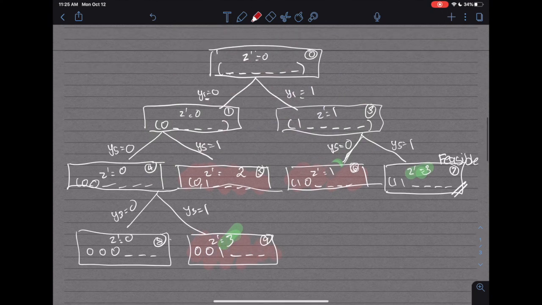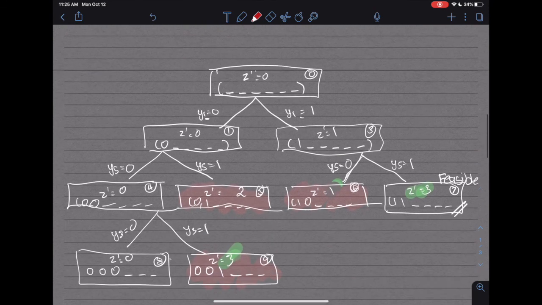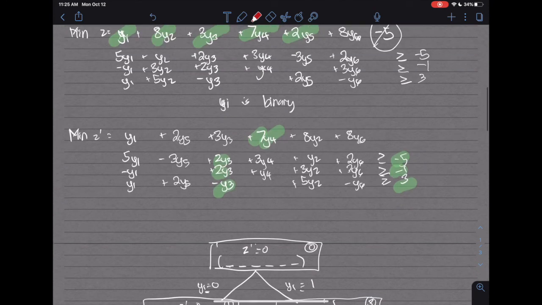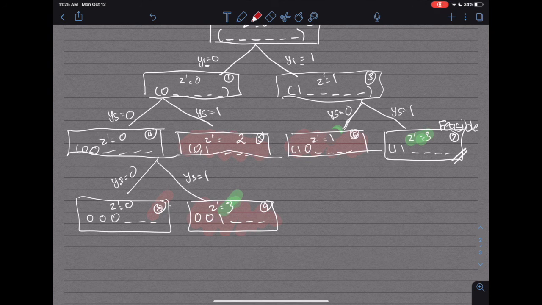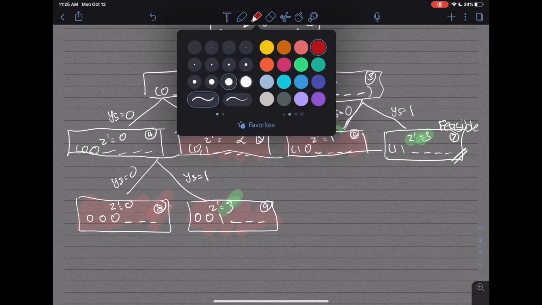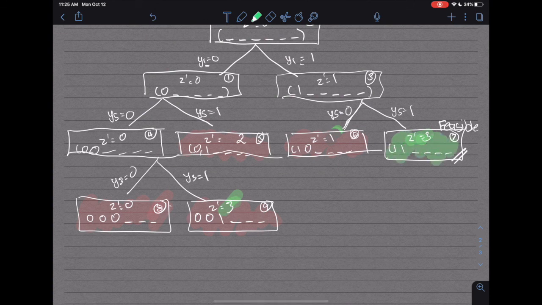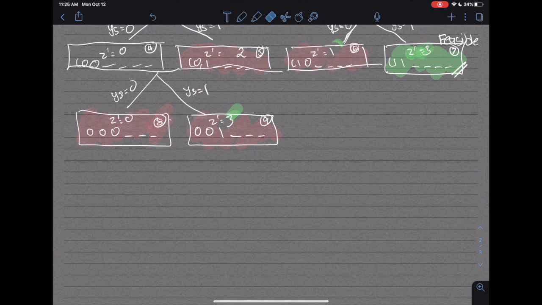Same goes for node 8. Node 8, the next possible value is y4 getting a value, which gets you a z prime value of 7, which is already worse than 3. So we also fathom this because of inferiority. Since we have one node left, this becomes our optimal solution. And our optimal solution is z prime is equal to 3.